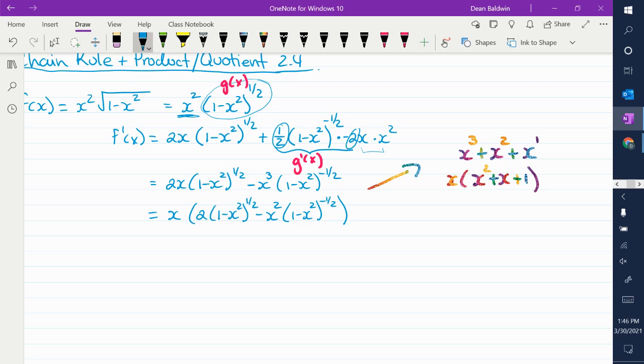Okay, now I see that the 1 minus x squared to the power of 1/2 and 1 minus x squared to the power of negative 1/2 have a common factor, and you take out the smallest exponent. So I'm going to take out a 1 minus x squared, the negative 1/2 comes outside the brackets.